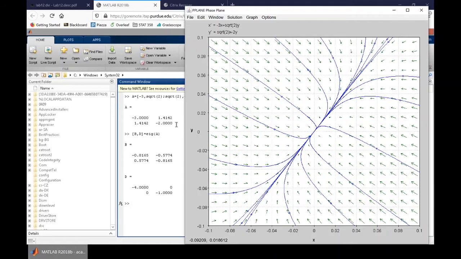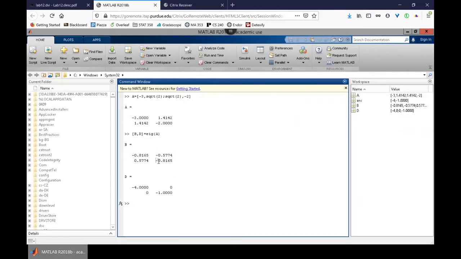Now for B, notice that it's a tangent line, right? All the orbits are tangent to this one particular line. Well, you might guess that this line has a slope of about 0.7, which coincidentally is exactly this eigenvector. So if we do 0.5774 divided by 0.8165, we should find a value that is very close to 0.7. I believe it's 0.707 something. So the slope of this line is just this eigenvector.